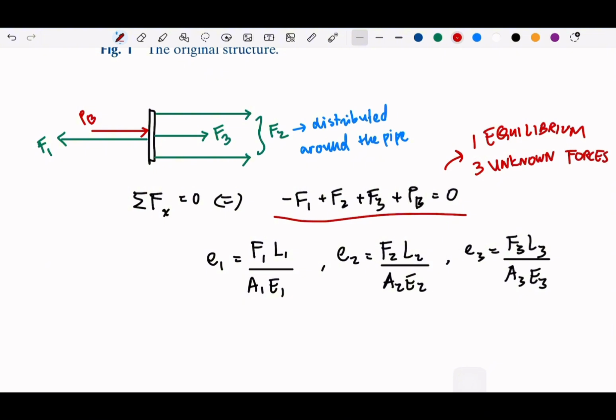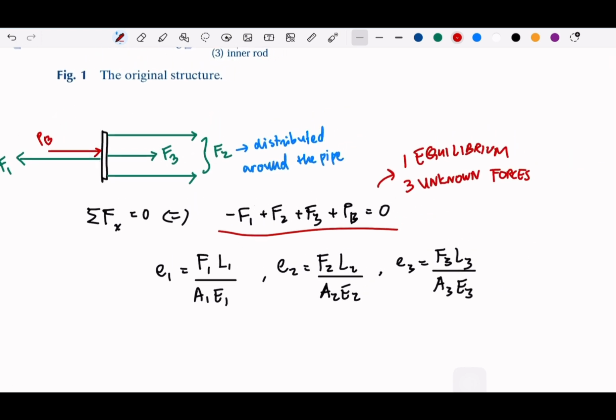Which is F1, F2, and F3. So if this is not equal, we call this indeterminate structures, because that is not so easy to determine, okay? Because we need more assumptions, more equations to solve these equations. If we have, for example, two equilibrium equations and two unknown forces, then we can get everything. Okay? So since this is only having one equilibrium and three unknown forces, we say that this is indeterminate.